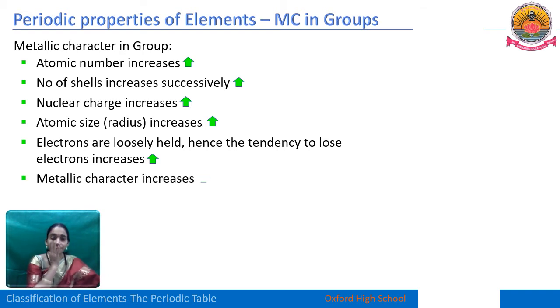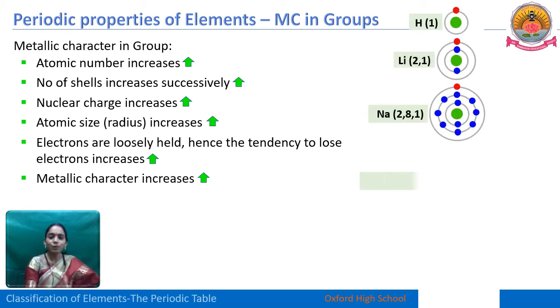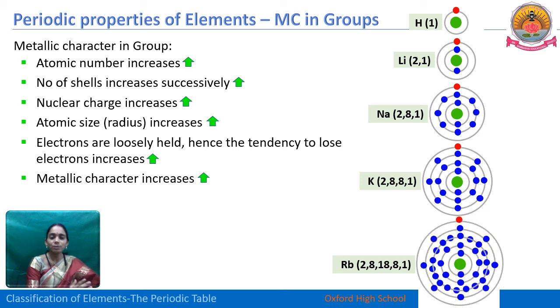Observe this example, that is the first group. We know that the complete left side of the periodic table is metals. So in other words, in this group there are no non-metals. So simply we can say that the metallic character increases.